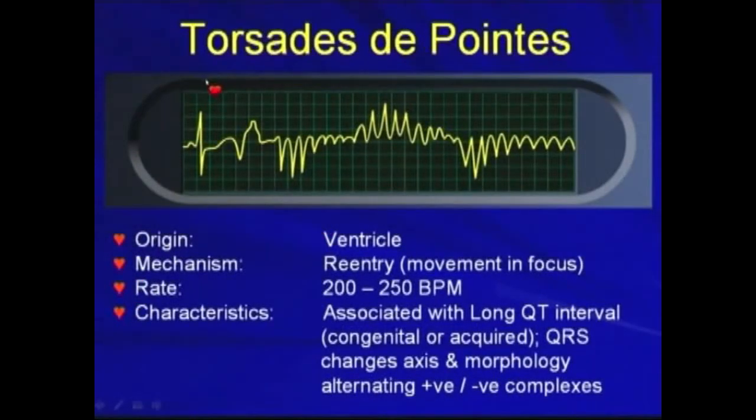This is an example of polymorphic VTAC, also called torsades de pointes. It originates from the ventricle. Again, it's due to re-entry. The rate is 200 to 250 beats per minute. It's associated with long QT intervals. It can be congenital or acquired long QT. And the QRS changes axis and morphology, alternating from positive to negative. You see here, the axis actually changes.